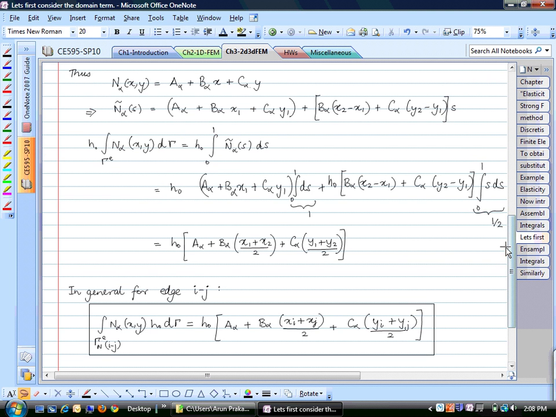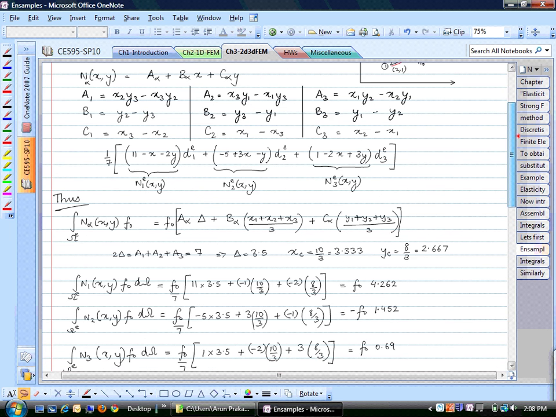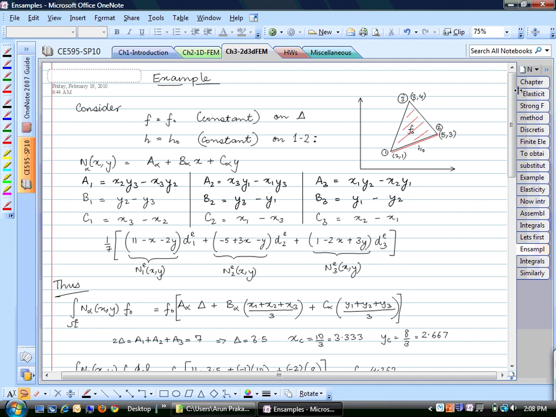So anyway, if you have a general edge, this was an edge 1 to 2. If you have a general edge I to j, nodes i and j, you can express it in the same way, and you will get the load vector that is corresponding to that edge. So let's take a look at an example. Hopefully this should make things a little more clear.